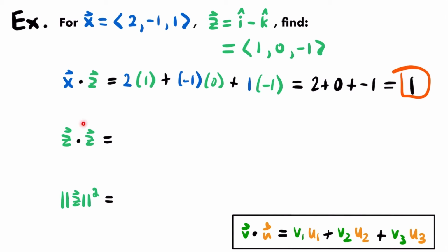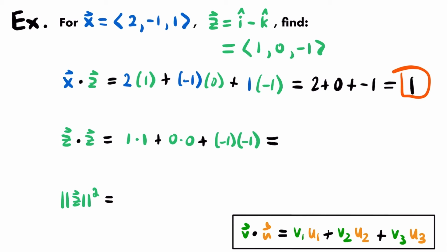Next up, we have the dot product of vector z with itself. So let's calculate that. We're going to be multiplying the x component by itself, adding that to the y component multiplied by itself, and then adding that to the z component multiplied by itself. So we'll have 1 times 1 plus 0 times 0 plus -1 times -1.